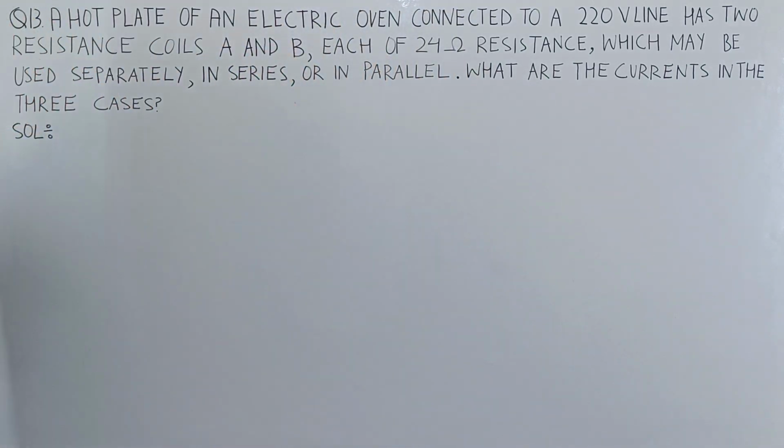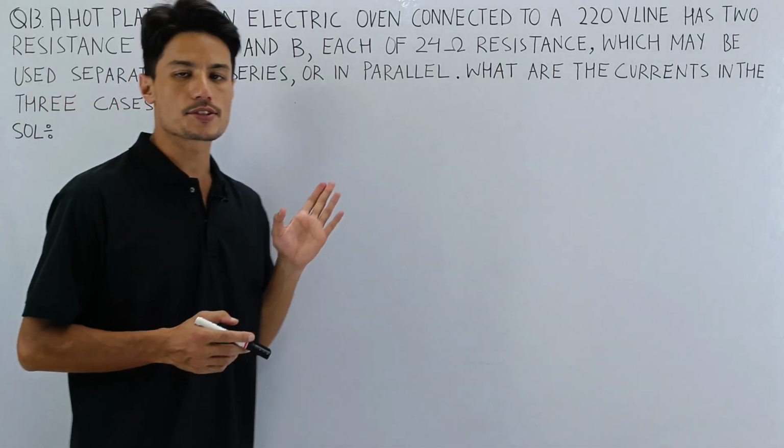Question number 13 reads: a hot plate of an electric oven connected to a 220 volt line has two resistance coils A and B, each of 24 ohm resistance, which may be used separately, in series or in parallel. What are the currents in the 3 cases? So we have to find the current in the 3 cases.